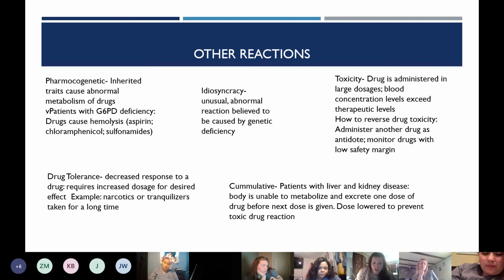Okay, so this is a question I have for y'all. An allergic reaction can occur at any time throughout life. If a patient has a certain genetic deficiency, they're born with it. So they would have this type of reaction early on, okay?